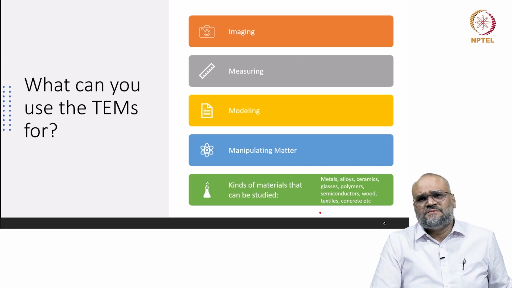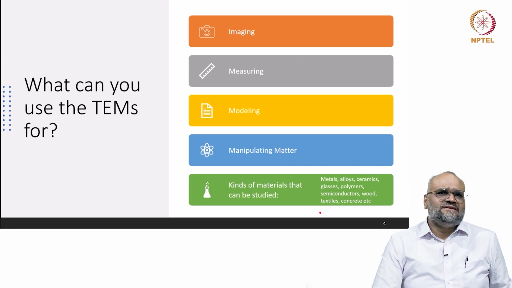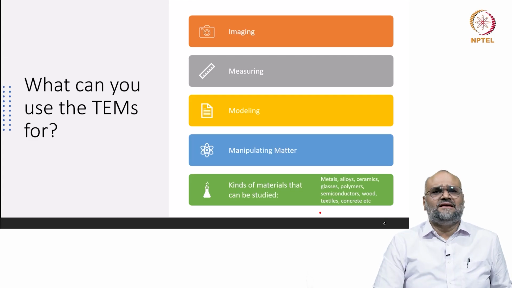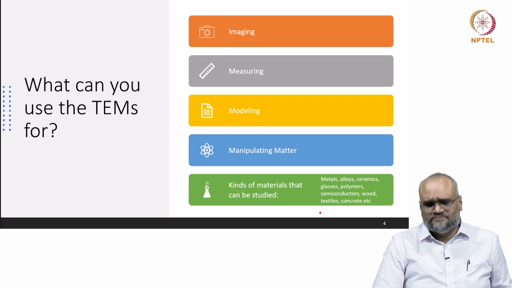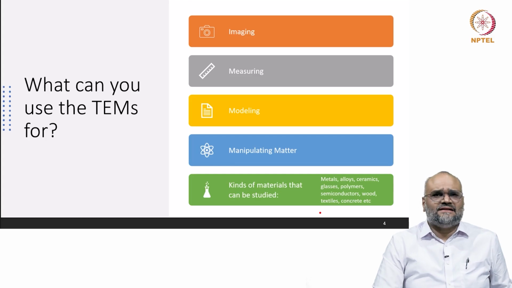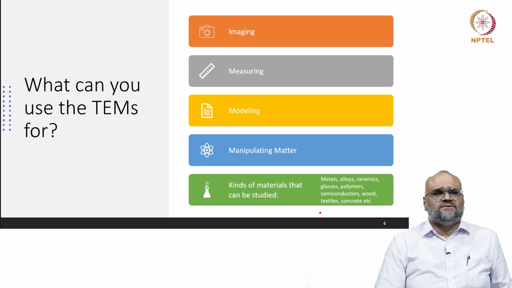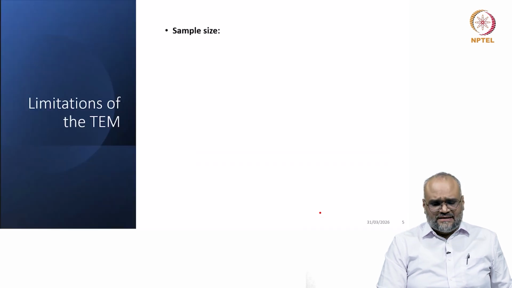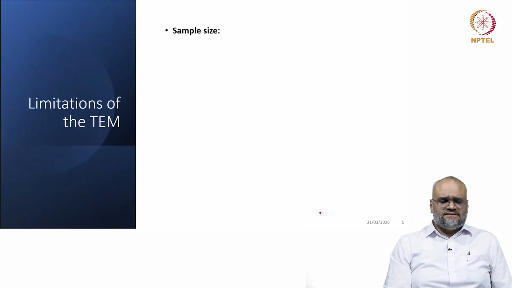You can in principle study all kinds of materials provided you prepare the specimen which fits into the microscope, and if it doesn't harm the operation of the microscope vacuum and it is stable under the electron beam. So with all these, if you look at the limitations of the technique, primarily you are limited with the sample size. You are looking at a very small portion of a material.